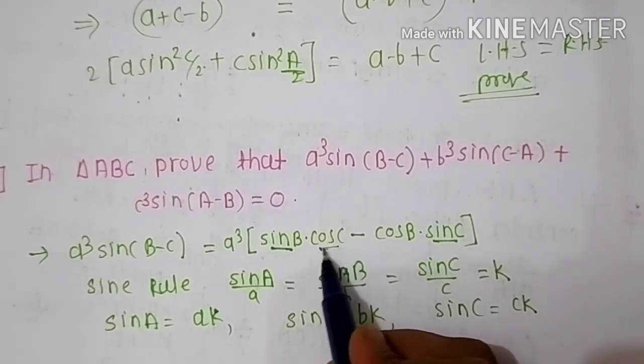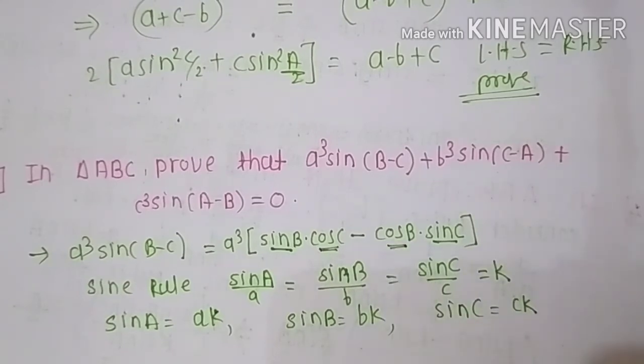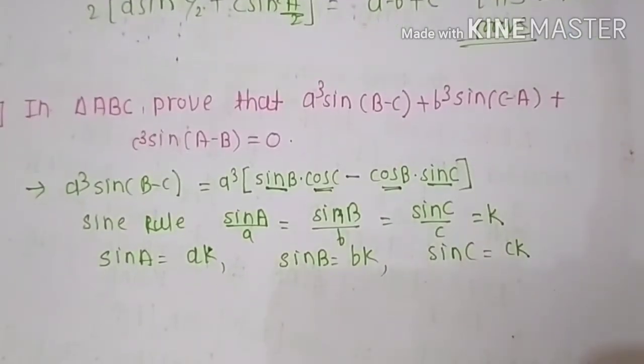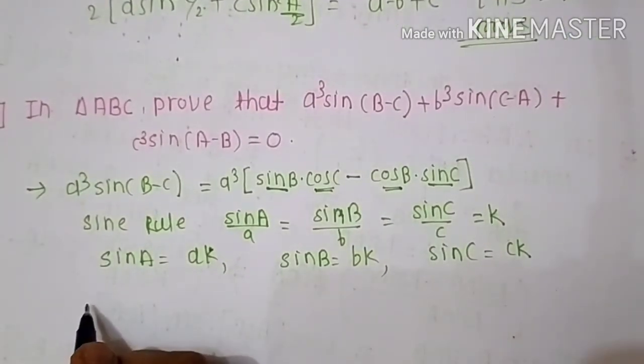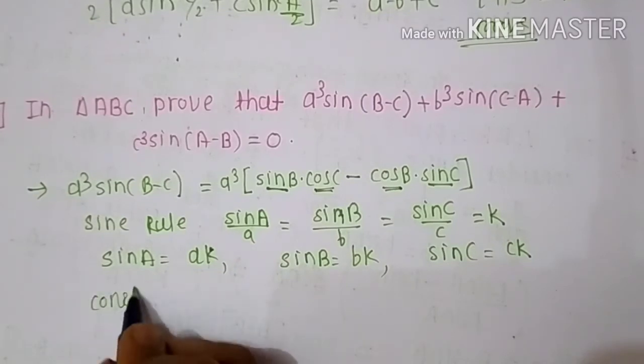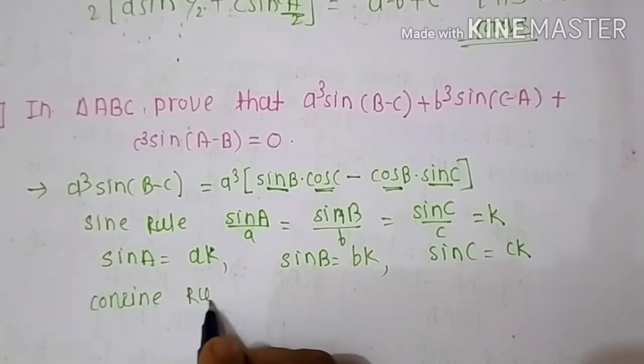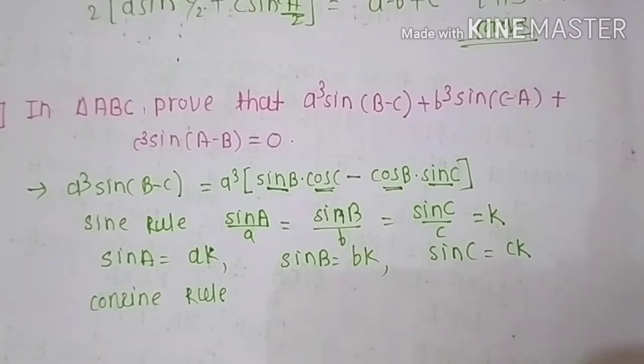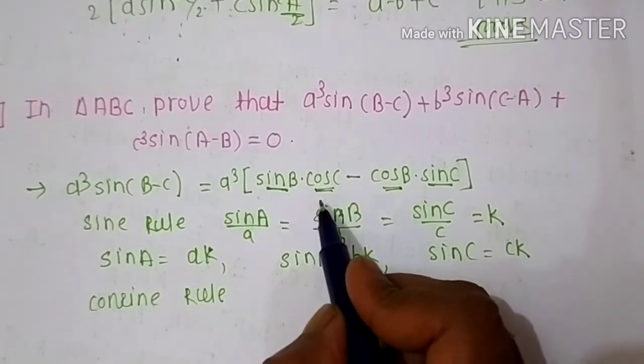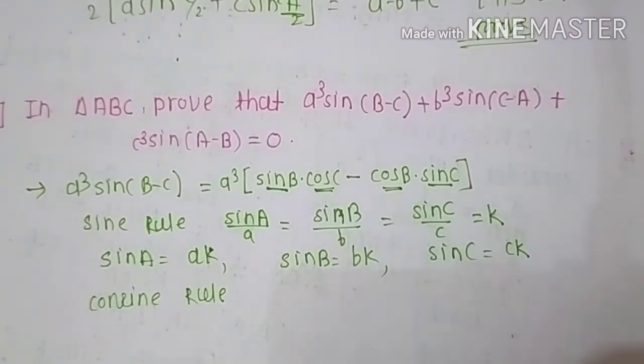But what about this cos c and cos b? For that we have to use the cosine rule. Then, in order to substitute the values of cos c and cos b, first we have used the sine rule and after that we have to use the cosine rule in order to write the values for cos c and cos b.